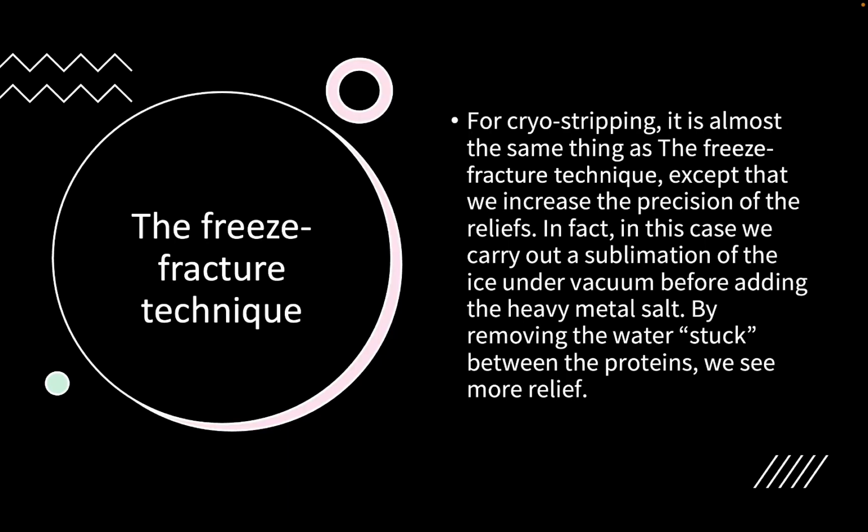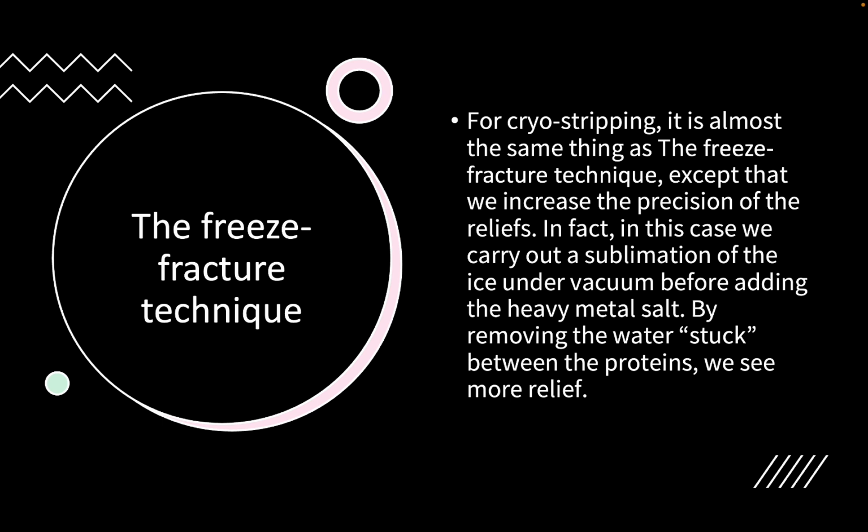Here is the freeze fracture technique. The freeze fracture technique is a very easy technique, really easy to understand. We use it to cut and to fracture specimens, to have small sections. Cryoetching is almost the same thing as the freeze fracture technique, except that we increase the precision of the reliefs.